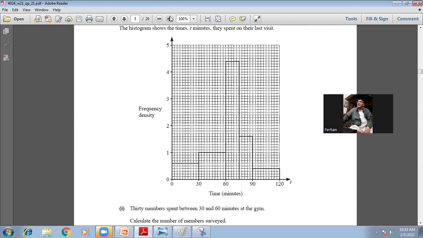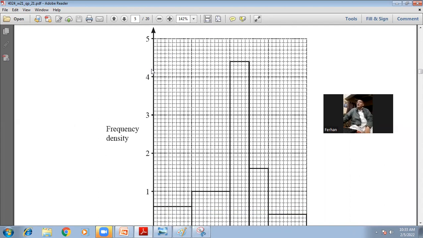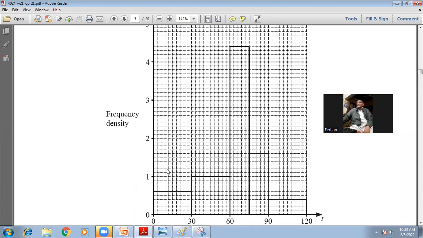Let me show you how this can be done. For example, this first class, this length is 30 and its height is how much? 1, 2, 3, 4, 5, 6, so 0.6. So multiply 30 with 0.6. For example, for this class, this gap is 30 and this height is 1. So multiply 30.